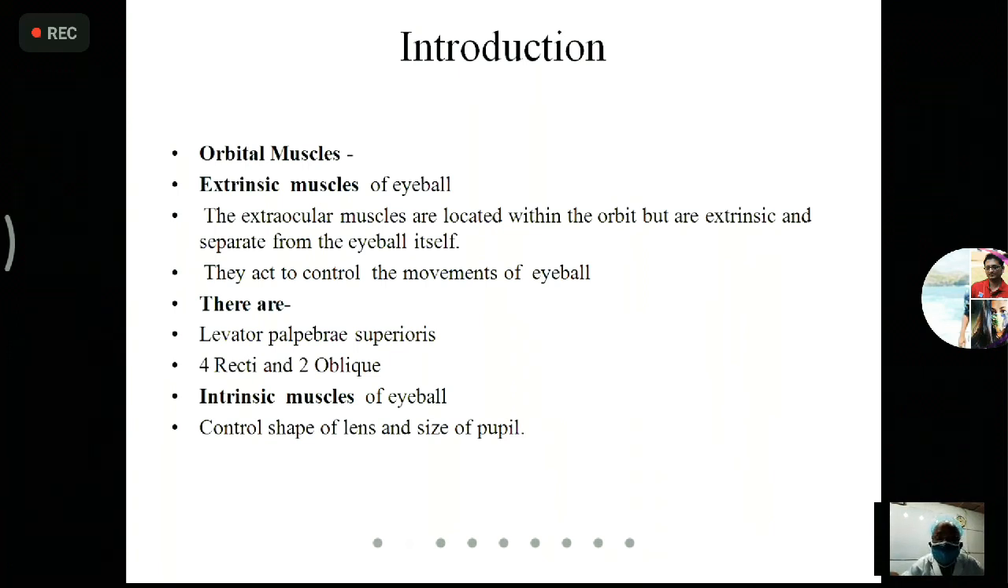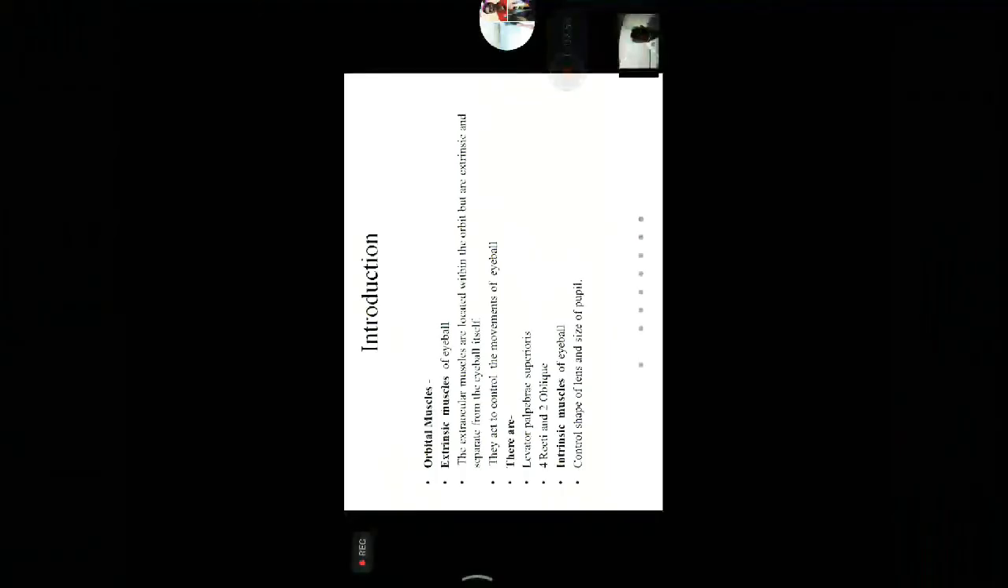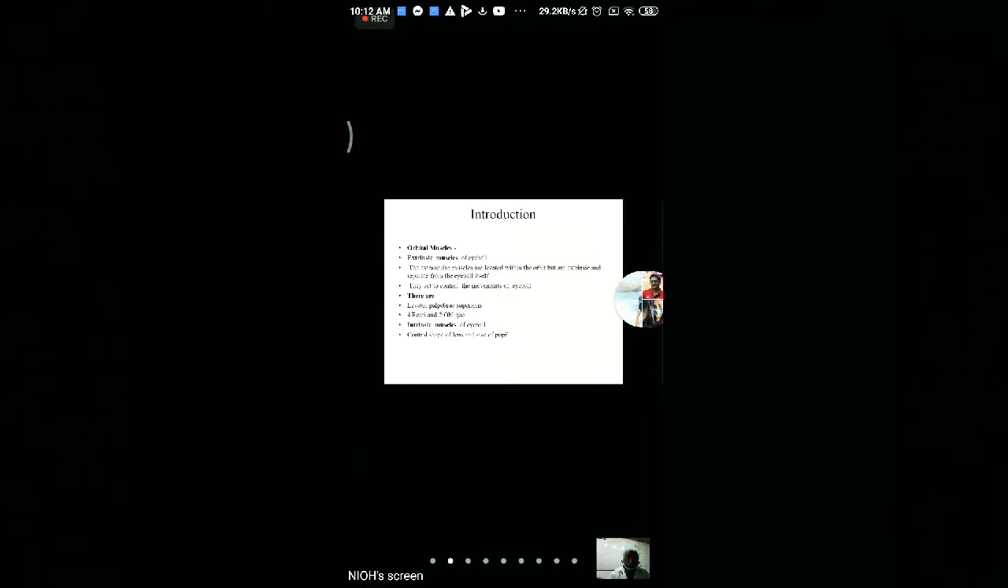Extraocular muscles are located within the orbit but are extrinsic and separate from the eyeball itself. Can you hear? They act to control the movements of the eyeball. There are four recti, two obliques, and the LPS muscle, that is levator palpebrae superioris. An intrinsic muscle of the eyeball controls the shape of the lens and size of the pupil. These are the intraocular muscles.